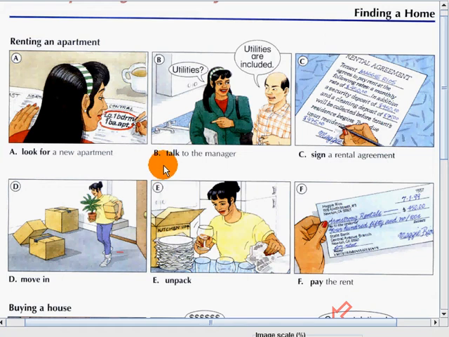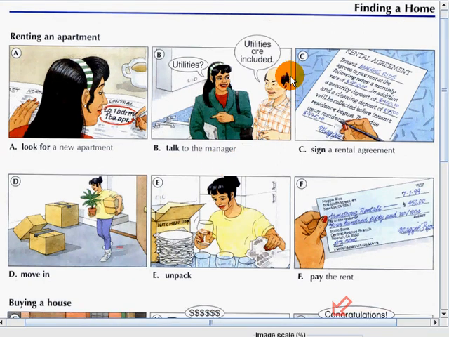It's time to talk to the manager. This person is what we call the manager. The manager is the one who controls the business. So there are certain things that you need to consider when you want to rent an apartment.